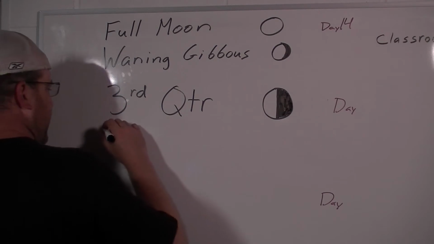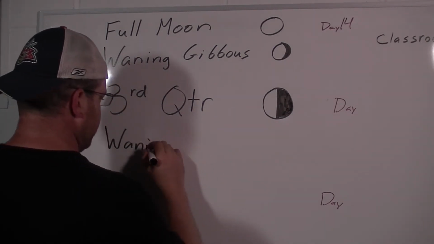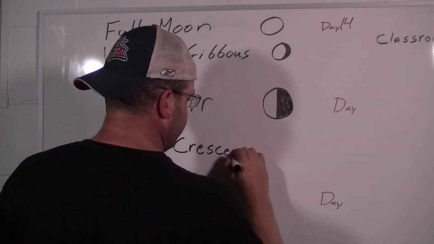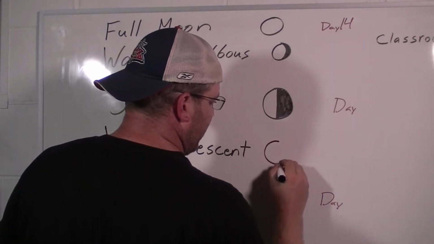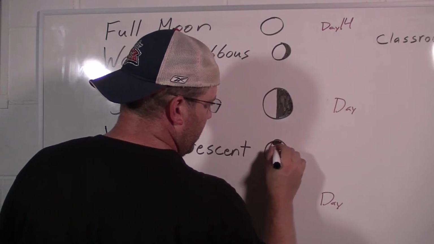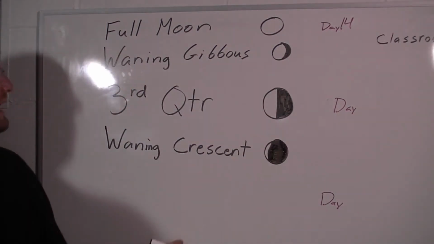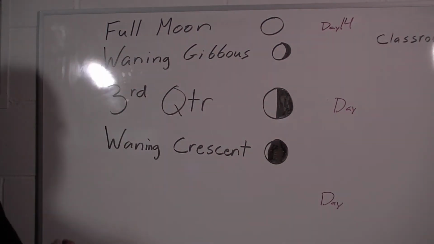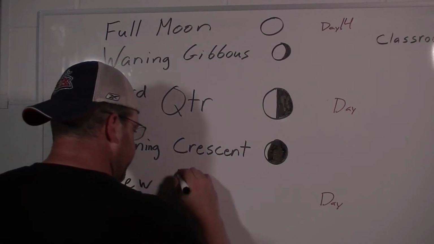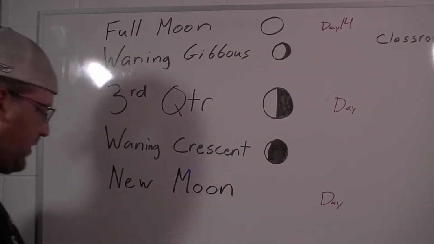Then I have a waning crescent, which means that I only see the left side still, but now I'm only seeing a sliver on the left. And I can see less than 50%, we'll get into that. And then it's going to return back to the new moon, which will then restart the lunar cycle all over again.